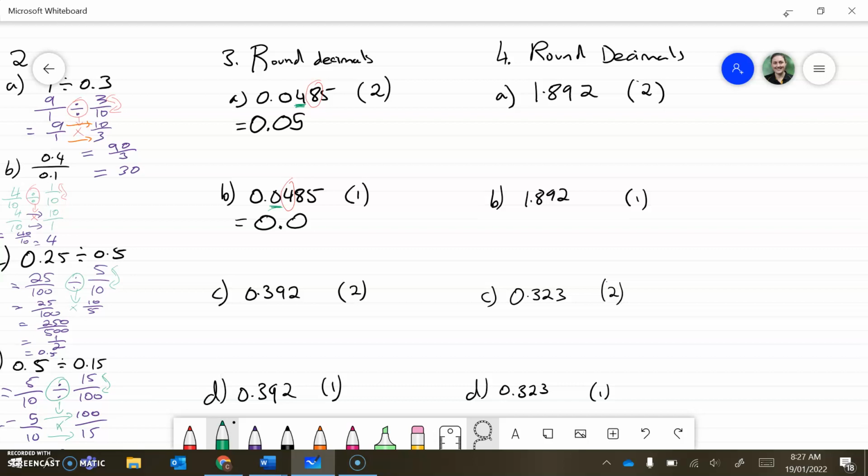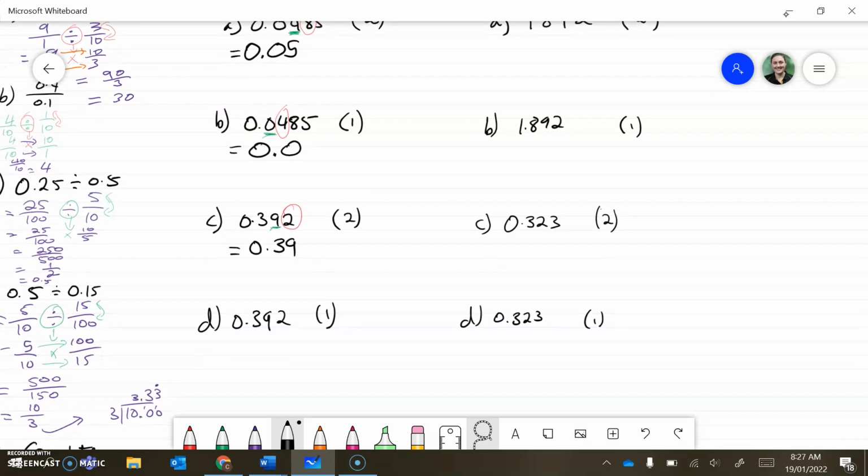Our next one, we underline. We want to round to 2 decimal places. We circle 1 to the right of it. 2 is not going to change it, so our solution is 0.39. 1 decimal place, so we underline the first decimal place, circle the number to the right of it. That's greater than 5, so we add 1, so it's going to be 0.4.